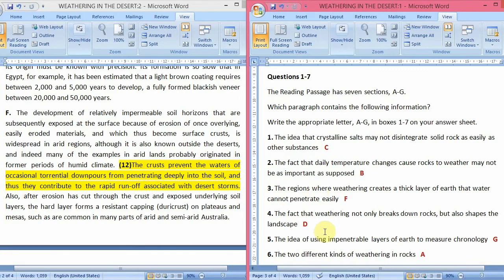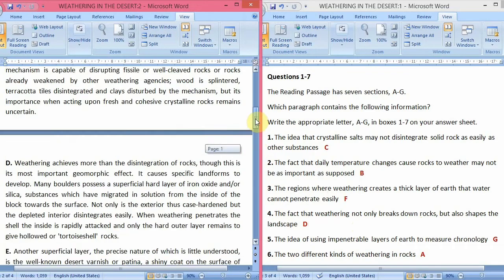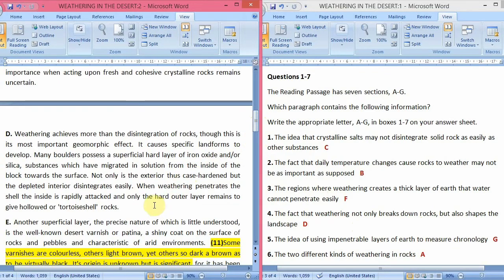So now let's see what's the fourth question. The fact that weathering not only breaks down rocks but also shapes the landscape. So weathering, along with breaking down rocks, shapes the landscape. In D paragraph we will find this. In the very first line, weathering achieves more than the disintegration of rocks, which means it does the disintegration of rocks, but it is not the only thing that it does. Though this is the most important geomorphic effect, it causes specific landforms to develop. So along with disintegration of rocks, it causes specific landforms to develop. So we can say that this is the shaping of the landscape.